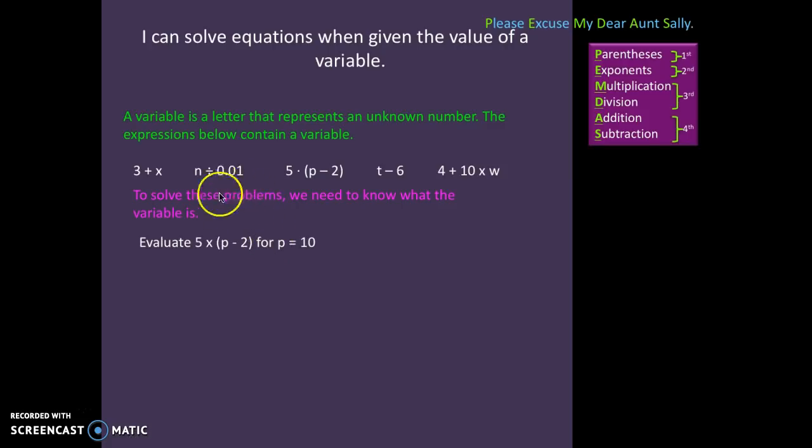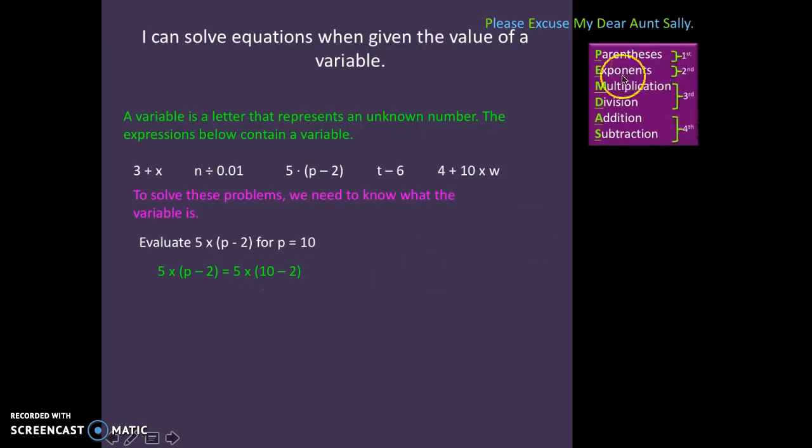So for example, if we were to ask to evaluate 5 times p minus 2, evaluate, by the way, just means to solve. It's a fancy word for solve. So wherever we see a p, we're going to substitute the number 10. So we're going to slide 10 right in where you see that p. So then the problem becomes 5 times (10 minus 2). It's exactly the same here, 5 times (p minus 2). Here is where I've substituted it. 5 times, where the p was, we put in the number 10.